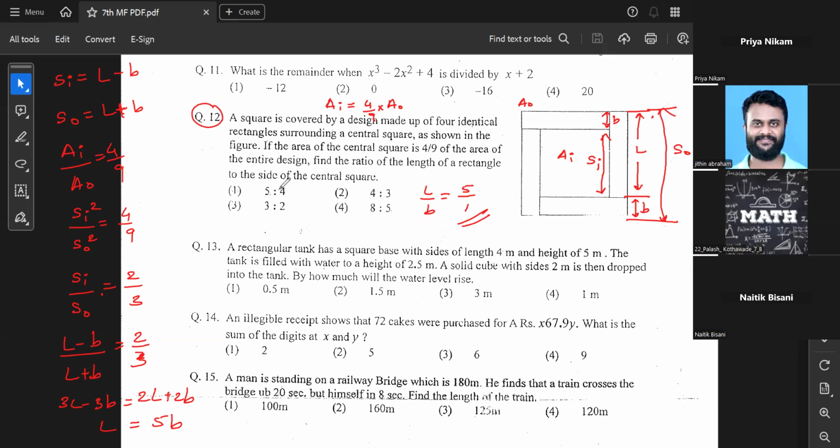Right. Ratio of length of the rectangle. Oh, they're not asking for breadth actually. Check again. I thought it was L upon B.